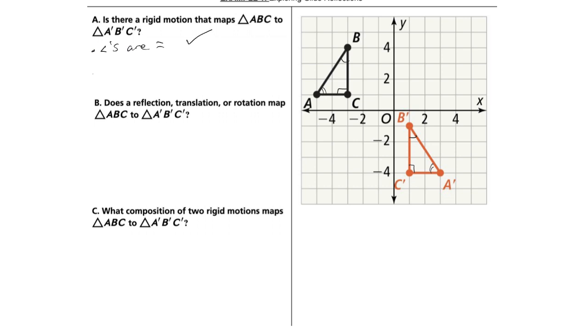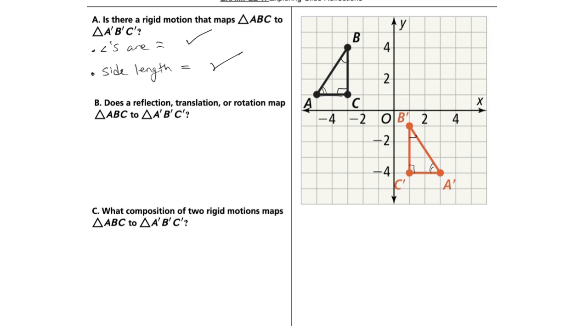So yes, angles are equal, right? And the side lengths, right? AC is 2, A prime C prime is 2. All of them have the same lengths. Side lengths equal, yes. Okay, so we know there's some type of rigid motion that moves our ABC to A prime, B prime, C prime.